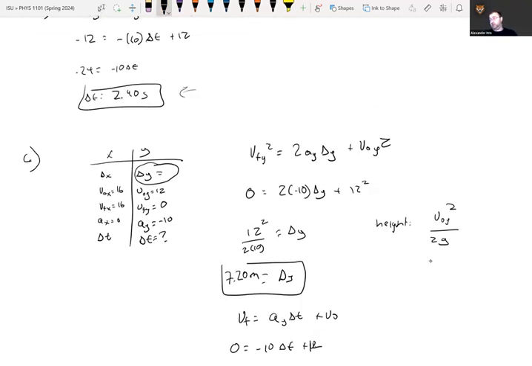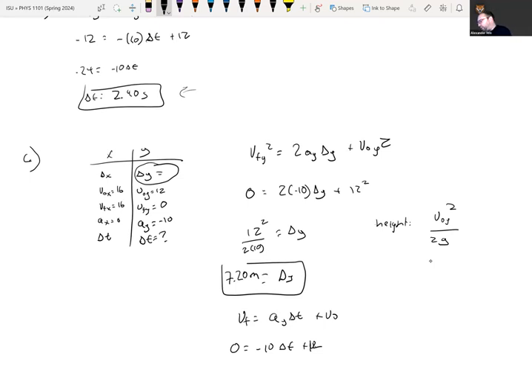So this is another thing you can do. If you're looking for the time of maximum height, it's just half of total flight time, which kind of makes sense. It's a symmetrical path. It makes sense that it would take half as much time to get to its maximum height as it does to come down. So that's something just worth remembering there.